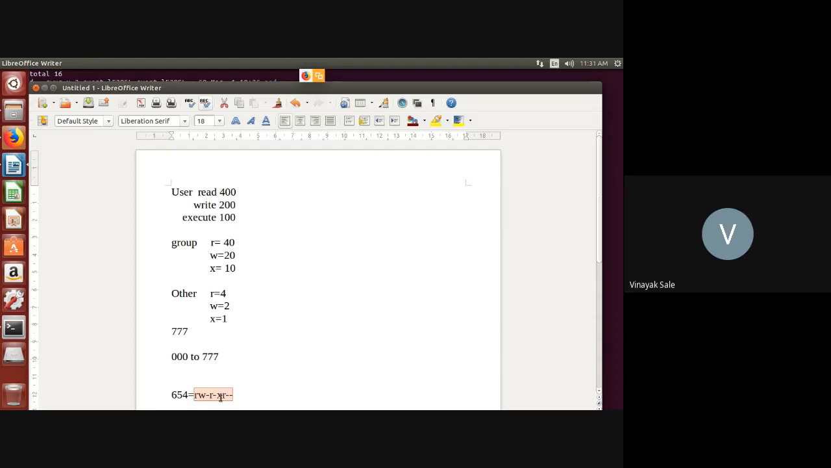For user or owner the letter used is u, for group the letter used is g, and for other the letter used is o.